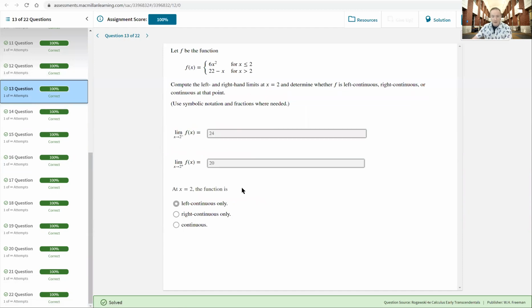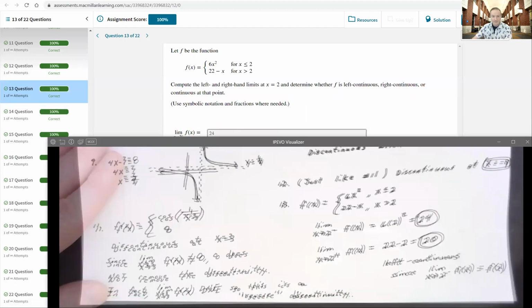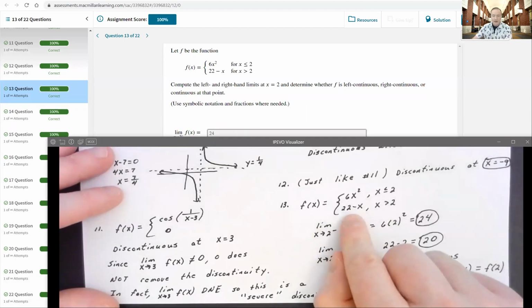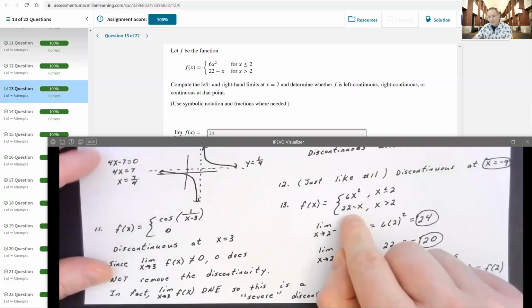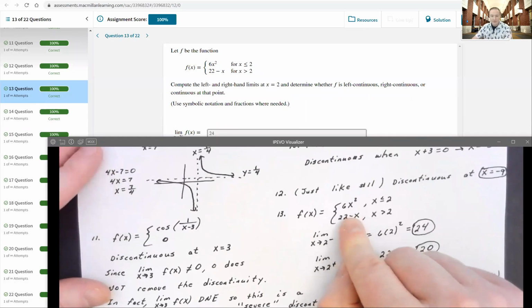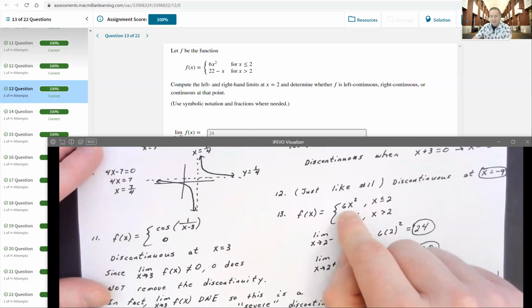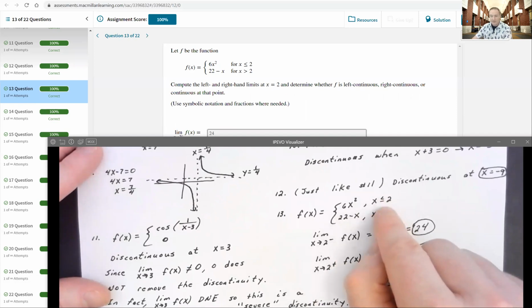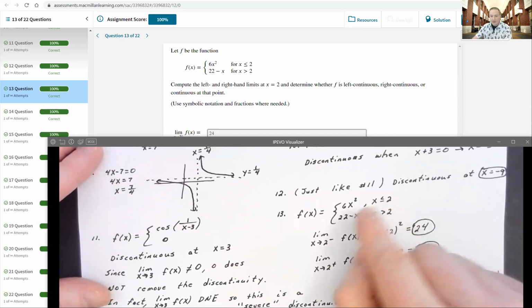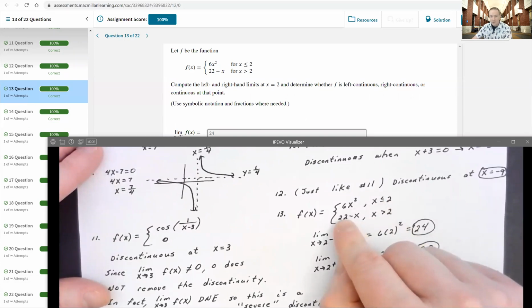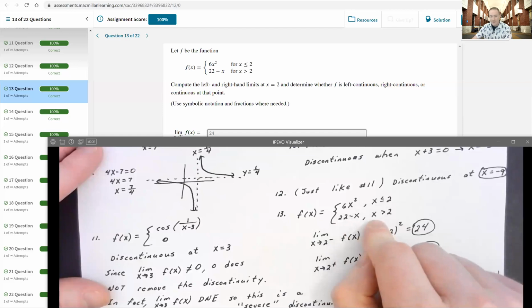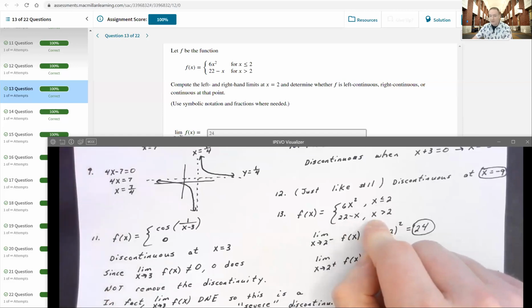Okay, guys, for number 13 here. Again, we have a piecewise function, but this time at least both of our functions are just algebraic. We have a quadratic function, f of x is equal to 6x squared anytime x is less than or equal to 2, and f of x is the linear function 22 minus x for x greater than 2. All right, so it's asking me to compute the left and right-hand limits.